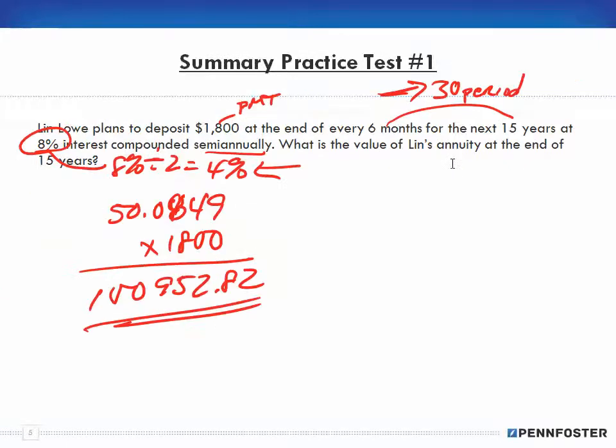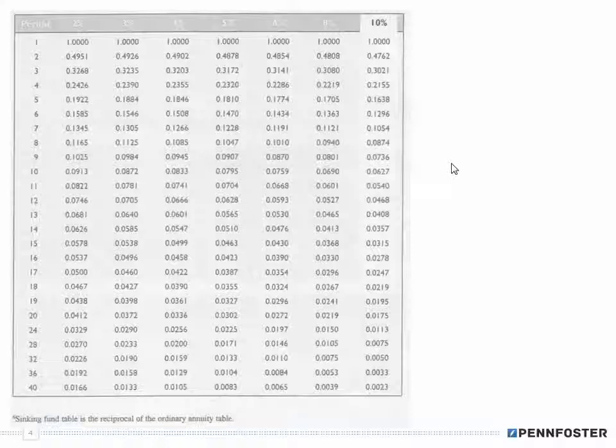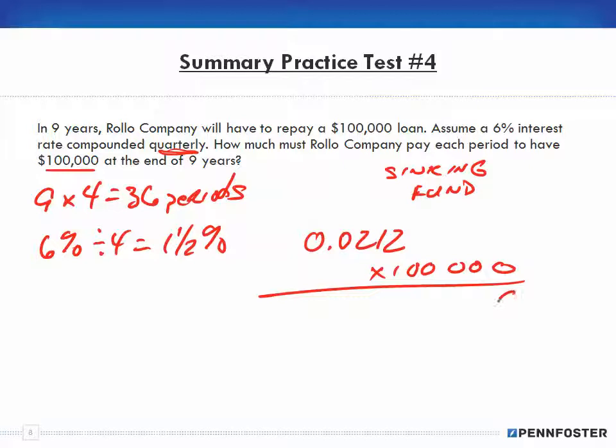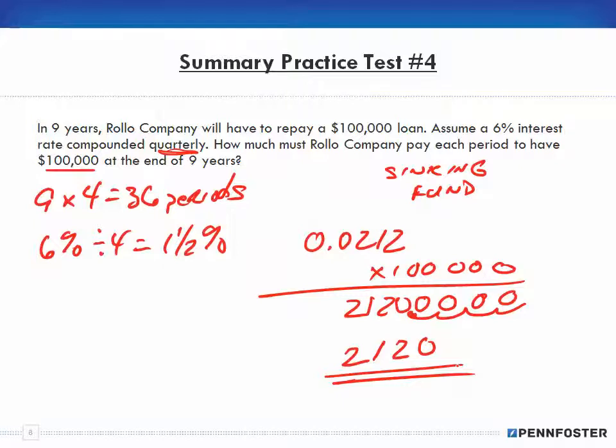On the sinking fund table in the textbook, it starts at 2%, so you have to look up the factor in the Business Math Handbook. For 36 periods at 1.5%, you'll find that the factor is 0.0212. You multiply that by the 100,000 and you end up needing $2,120 each period in order to have the $100,000 at the end of 9 years.